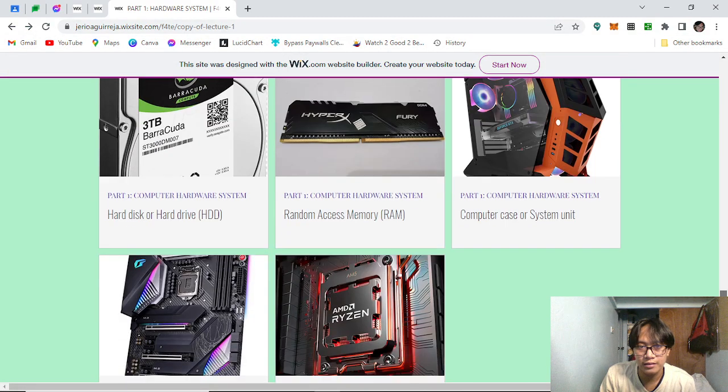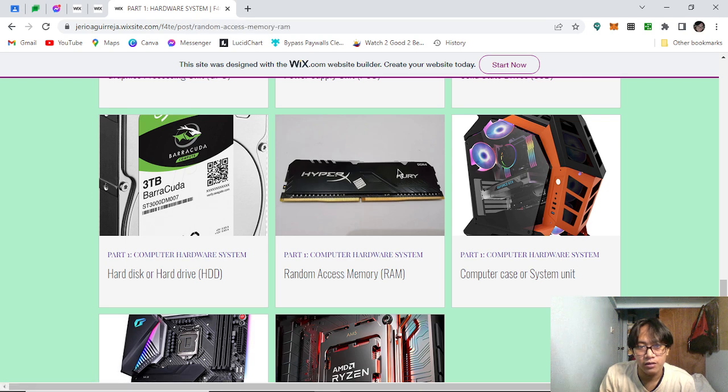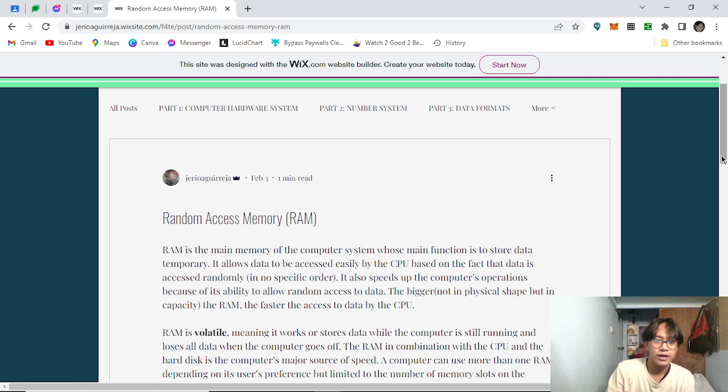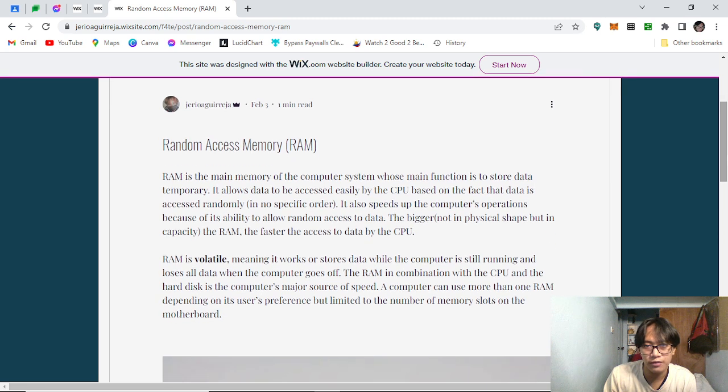So next is the RAM, also known as random access memory. It is the main memory of the computer system whose main function is to store data temporarily. It allows data to be accessed easily by the CPU based on the fact that data is accessed randomly in no specific order. So it also speeds up the computer operations because of its ability to allow random access to data. The bigger, not in physical shape but in capacity, the RAM, the faster the access to data by the CPU.